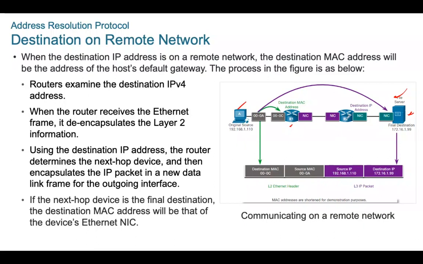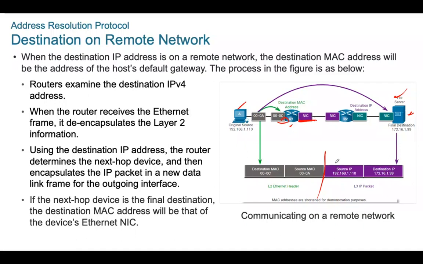So when the router receives the Ethernet frame of any host in the network, it decapsulates the layer 2 information. Then it will find the IP address of your source and destination. Using the destination IP address, it determines the next hop device, and then encapsulates the IP packet in a new data link frame for the outgoing interface of this network, that we call the network interface card.